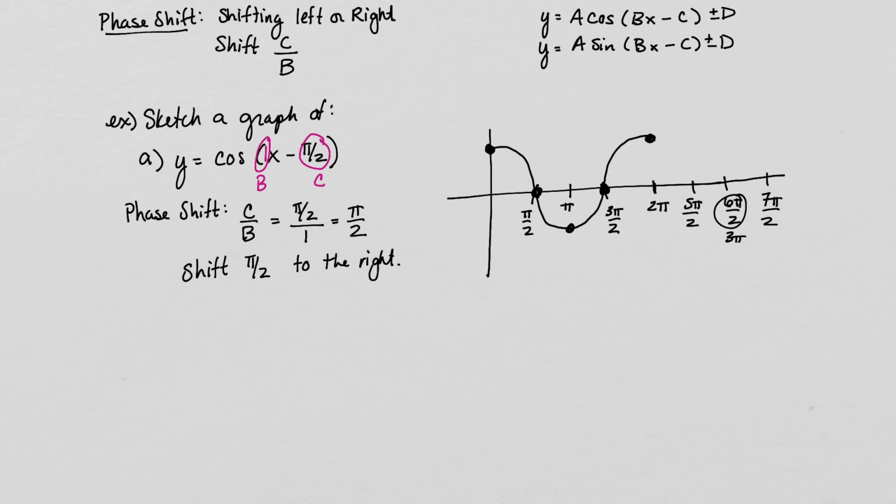So this first one here slides pi over 2 to the right to get to that next spot. This next one slides pi over 2 to the right. This next one slides pi over 2 to the right. Slides pi over 2 to the right. So each of those slots slid over a pi over 2.